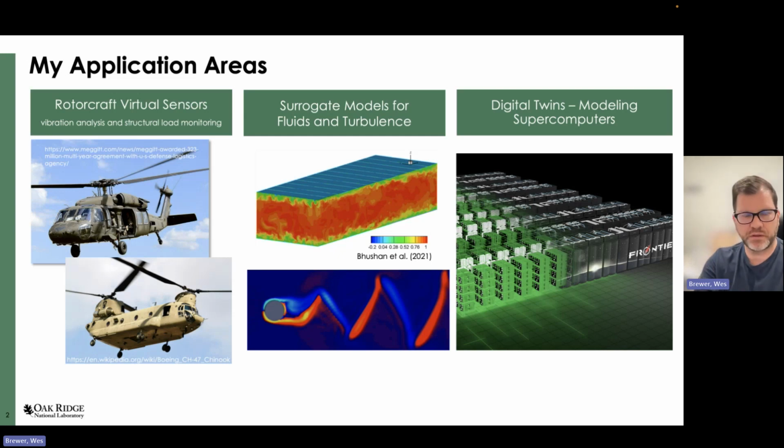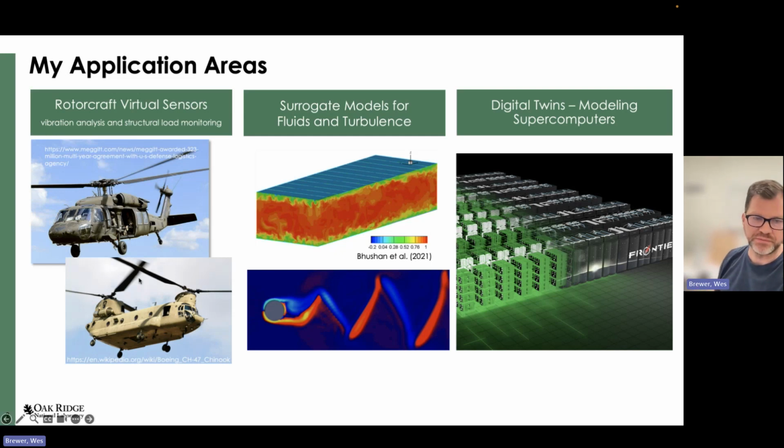This started initially with developing machine learned models for replacing physical sensors on helicopters. So our initial work in this space was developing a machine learned surrogate model to replace an accelerometer for an oil cooler for a Black Hawk helicopter. This work was published in 2018 and also in 2020 in the Journal of Parallel and Distributed Computing.